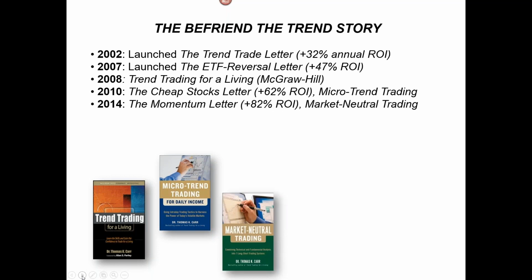In 2014, I launched a weekly letter, the Momentum Letter. It's been our most profitable letter to date, with the exception of a couple letters we just launched, and it's averaging about 82% return on investment. And in that same year, came out with a third book for McGraw-Hill, Market Neutral Trading. And in Market Neutral Trading, you'll find my most profitable short-term trading system called the mean reversion system.